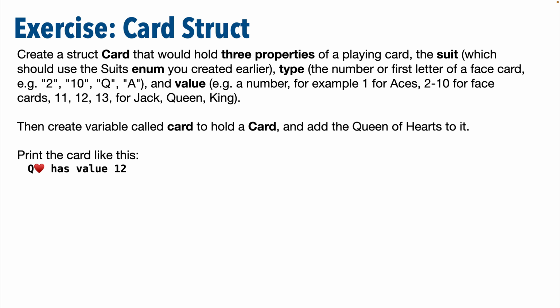Create a struct named Card that will hold three properties of a playing card: the suit, which should use that Suits enum that we just created; type, which is the number or letter for the face card, which would be the number 2 through 10 or queen, ace, etc.